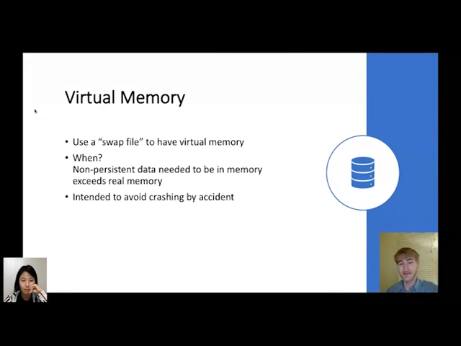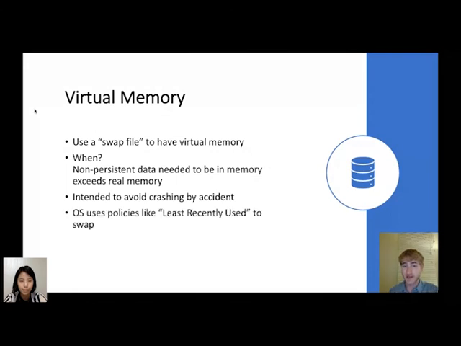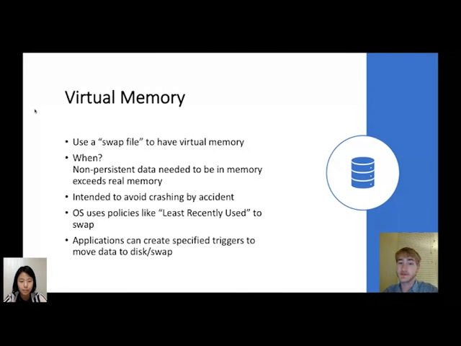And the reason why this was actually created is specifically to avoid accidents. When two different programs were running at the same time, one wanted to use all the memory and the other one would have been kicked out and crashed. So the operating system, instead of just crashing that program, will kick it out to disk and use a policy like least recently used in order to swap that data out. Applications themselves can also define some characteristics, and that'll allow you to move data to disk as you choose.